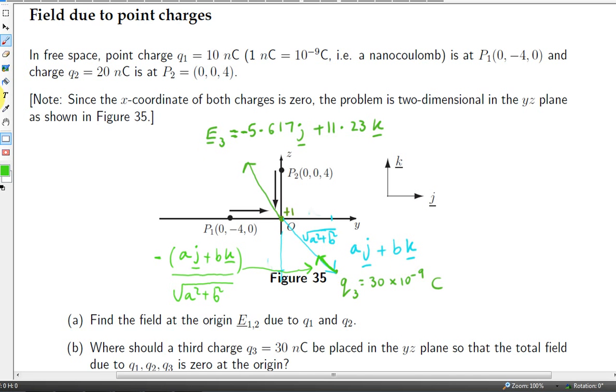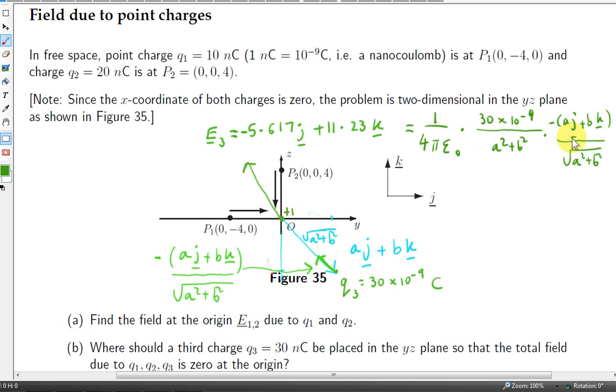So to get a vector opposite to AJ plus BK, that is this vector here, we have to minus this vector. So we stick a minus sign in front of AJ plus BK, and then we divide by the magnitude of this vector. Well, how do we get the magnitude? We just square the components, add them, and take the square root. That's from Pythagoras. So we're dealing with a vector that's in the direction of this vector here, from Q3 to the origin, which is opposite this vector, and it's a unit vector, so we need to scale down by the length of the vector, root A squared plus B squared. So that's this vector here.